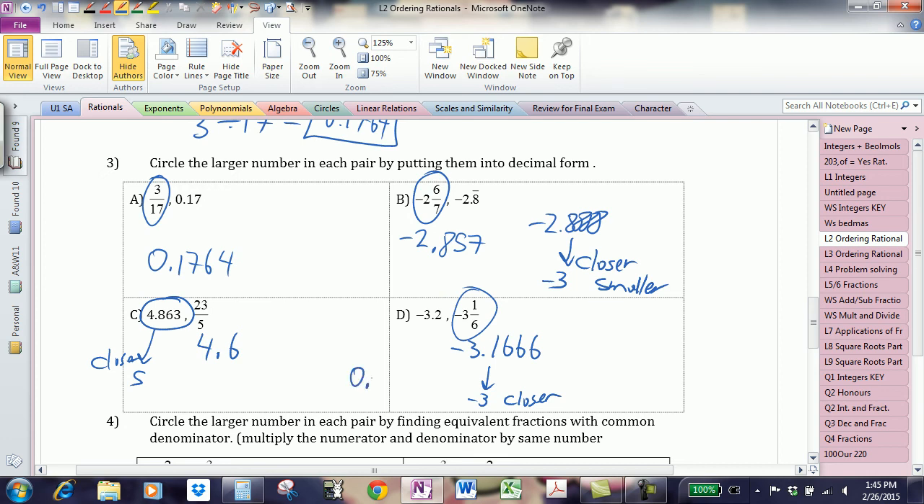We could simply compare 0.2, negative 0.2, and negative 0.166 repeated. Okay, so sometimes when you have the same number as a whole number, just compare the decimal values. And you'll see that question come up in your textbook.